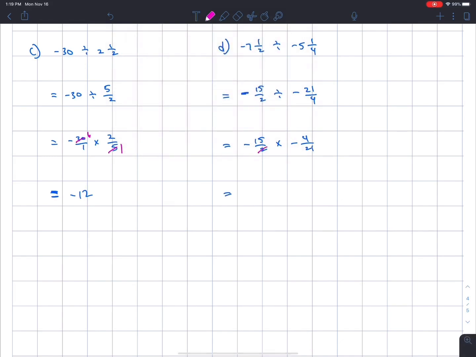Simplify again, divide by 2 to get 1, divide by 2 to get 2, divide by 3 to get 5, divide by 3 to get 7. Negative times negative is positive, so we get positive 10 over 7. And we change it back into a mixed fraction. 7 goes into 10 one time, and we have a remainder of 3. So 1 and 3 over 7 is our final answer.